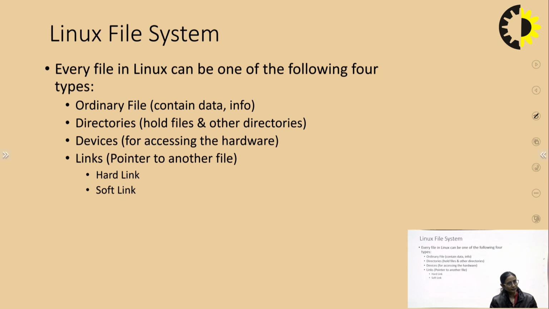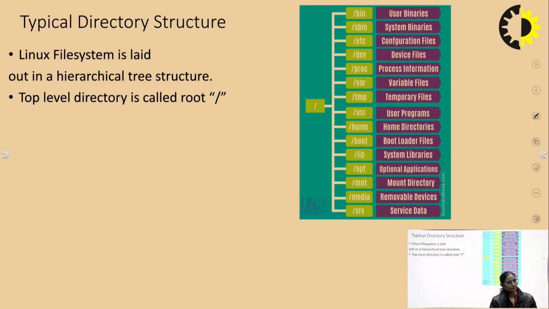We have another category of file, that is the device, for accessing the hardware which is associated with or present in my system. Here we have another new concept, that is links, a pointer to another file, and these links could be described as a hard link or a soft link.